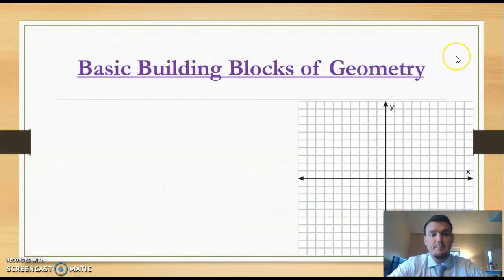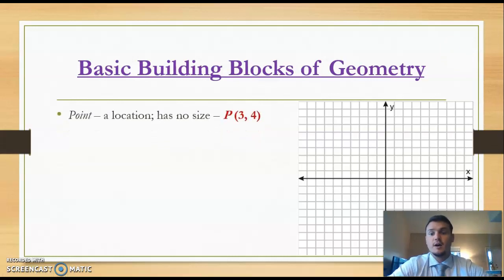So first we're going to look at basic building blocks of geometry. So these are going to be your points, lines, segments, rays, and angles. First, all of this goes back to ancient Greece. There was this guy named Euclid who was trying to basically put together this whole new subject of geometry. He came up with this idea that he's going to call a point is just an indicator of a location.